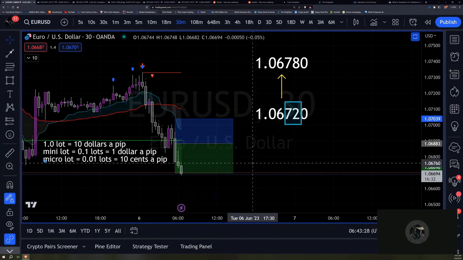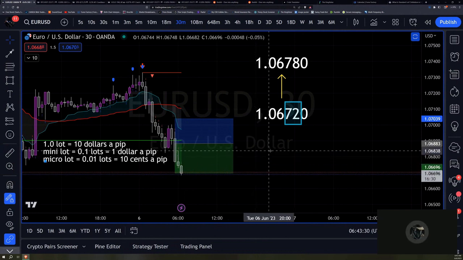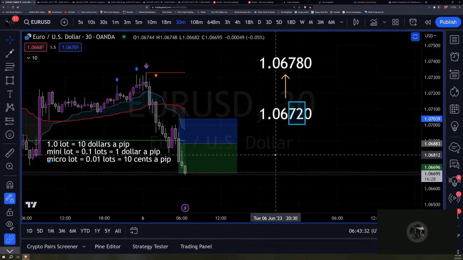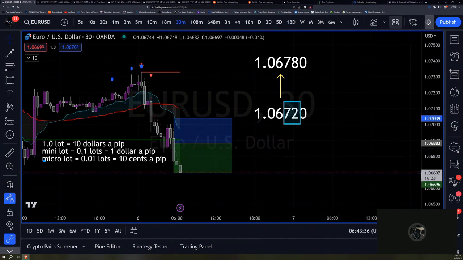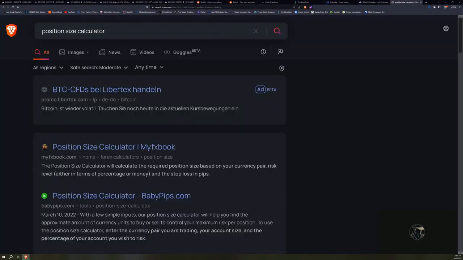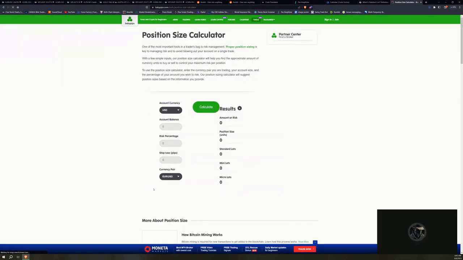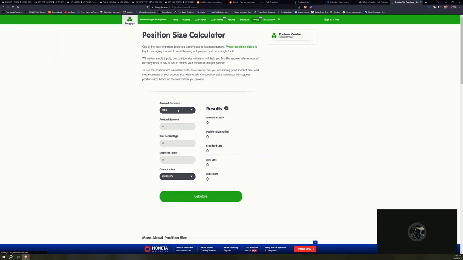Okay, so the way to understand lots and how to do the math is, there is a position size calculator that just makes this really easy. You don't have to think about it. Over at babypips.com, which is a great resource. Okay, so this is really good.